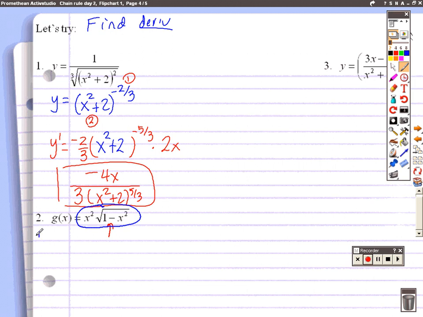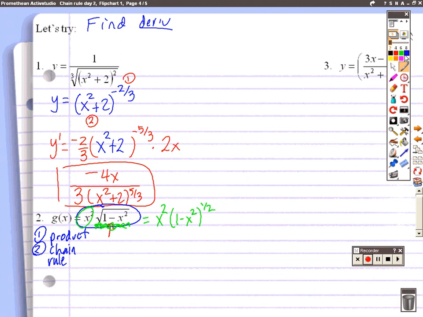First of all, I have to apply the product rule because I'm dealing with a product, and then within the product rule, I'm going to apply the chain rule. So you got to be careful. So here we go. We're going to apply the product rule, and while we're doing it, you'll see how we hit the chain rule. This is my first function, x squared, and this is my second function, square root of 1 minus x squared. Let's rewrite that as x squared times 1 minus x squared to the 1/2 power.